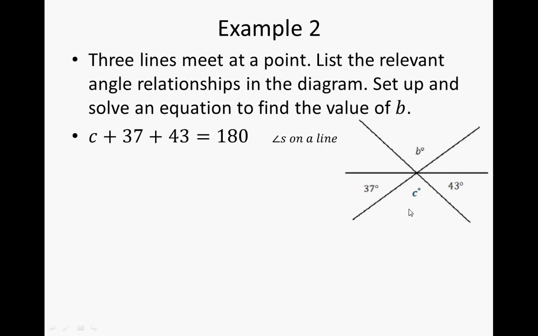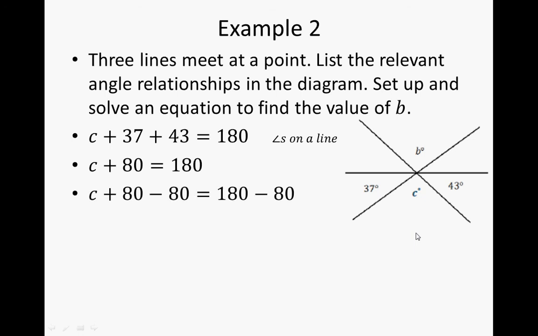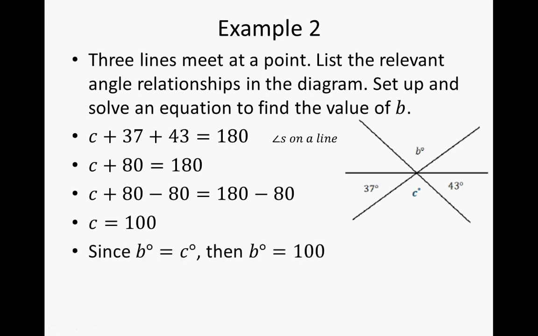Well, we know that c plus 37 plus 43 all sum up to make a straight line. So we have angles on a line, and that would mean it's equal to 180 degrees. C plus 80, because we're adding 37 and 43, equals 180. To isolate C, we get C equals 100. Because B and C are vertical angles, with two lines intersecting, B has to be 100 degrees also.